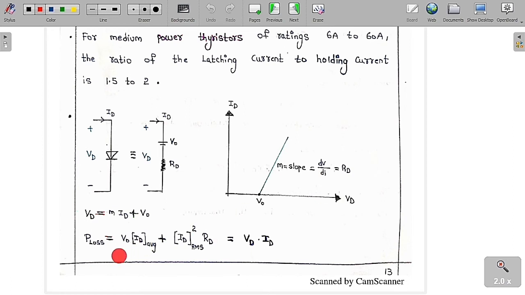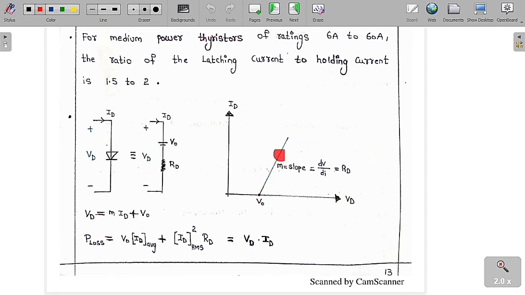If you want to find how much power loss there is in this diode, it is equal to V0 into ID average plus ID RMS whole square into RD, which is equal to simply VD into ID. So power loss is equal to V0 into ID average plus ID RMS square into RD, equal to simply VD into ID. Basically we have written an equation of this line.